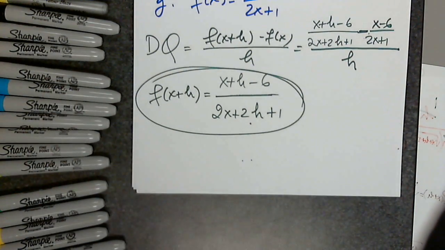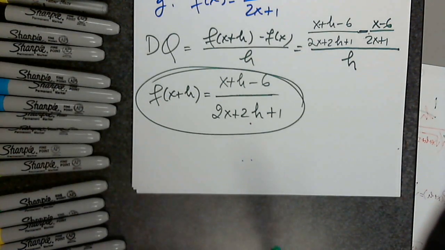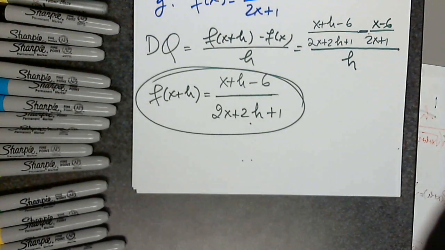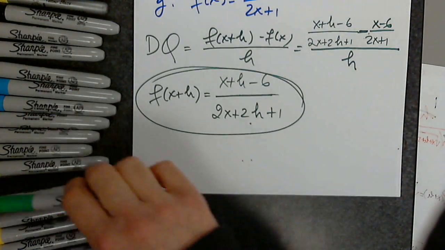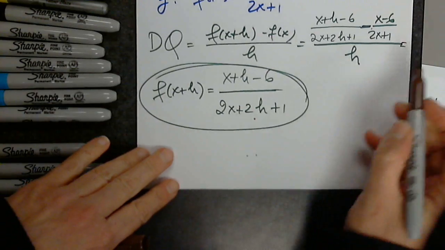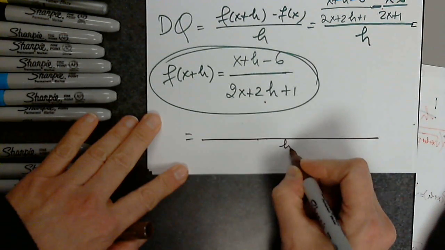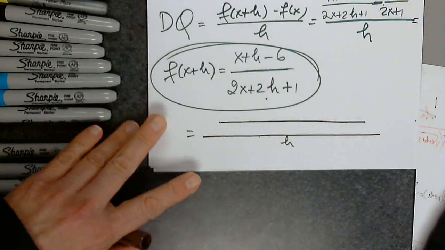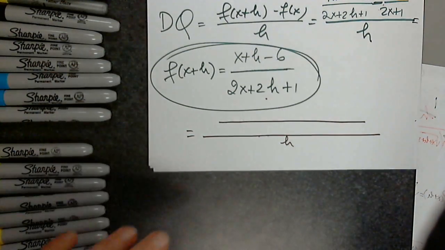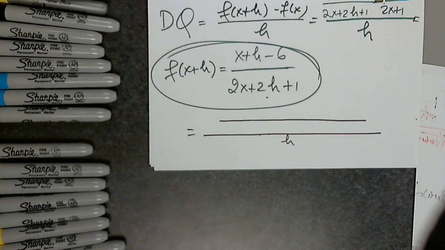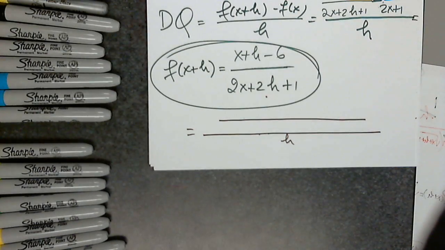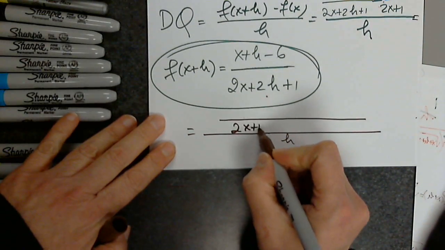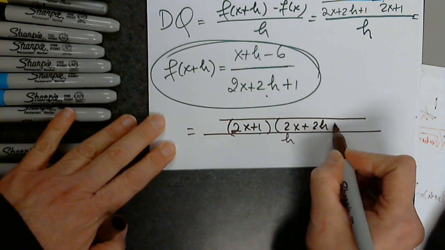Okay. We had something similar to this before. So because this is a complex rational expression, how do I proceed? What do I have to find first? Can anyone give us the least common denominator for the top of this fraction? Right. They have nothing in common. This and this have no common factors. It must be the product of the two: 2x plus 1 times 2x plus 2h plus 1.